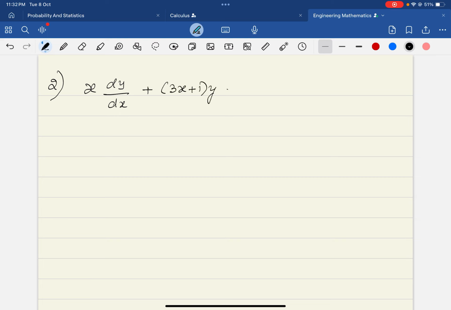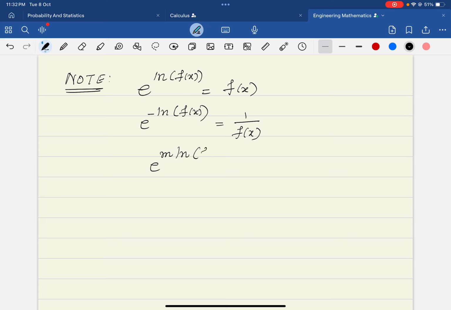Suppose you have e power m times some constant m times ln of f of x, then you will be writing this as e power ln of f of x the whole power m, and that gives you f of x the whole power m. So like this we will write.